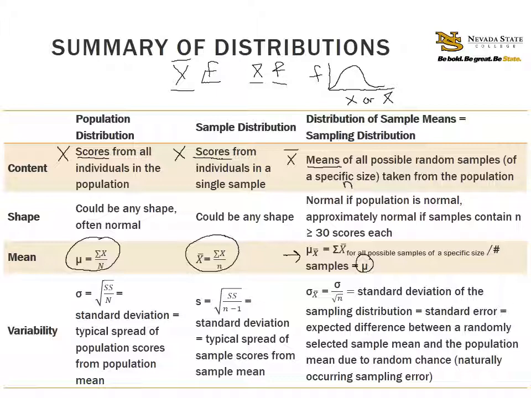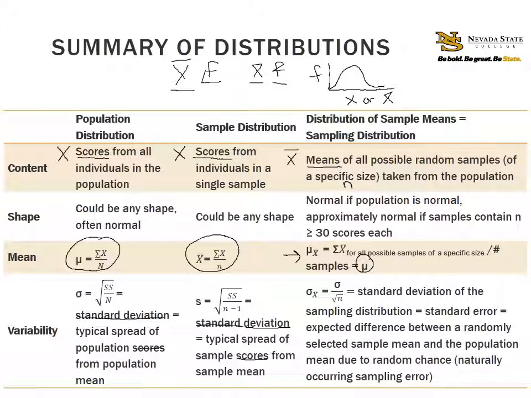Then let's finally look at variability. Variability is just a fancy word for spread, differences, dispersion, how consistent things are. So in the population and the sample, we look at the standard deviation. In the population, it tells us the typical spread of population scores from the population mean, and in the sample, you basically have the same exact thing. You just replace the word population with sample: the typical spread of sample scores, X values, from the sample mean.